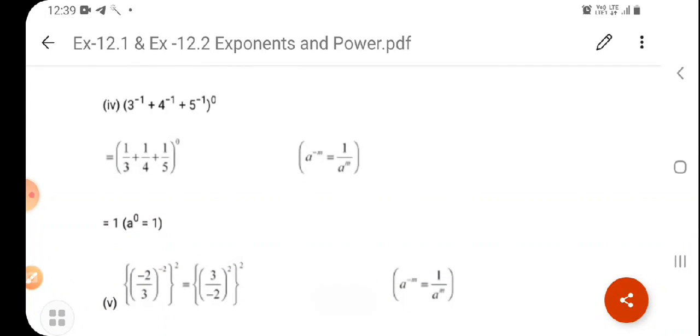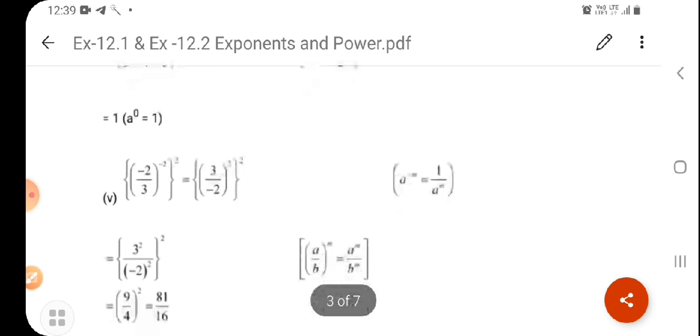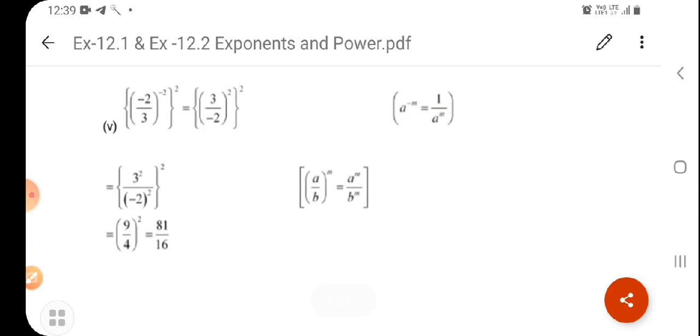Here all the numbers have the power 0. So we will first reciprocate them and make the power positive. Then every number has the power 0, so the total is 1, since a to the power 0 is 1. Here also a to the power m upon b to the power m. Using the two identities, we will solve this.